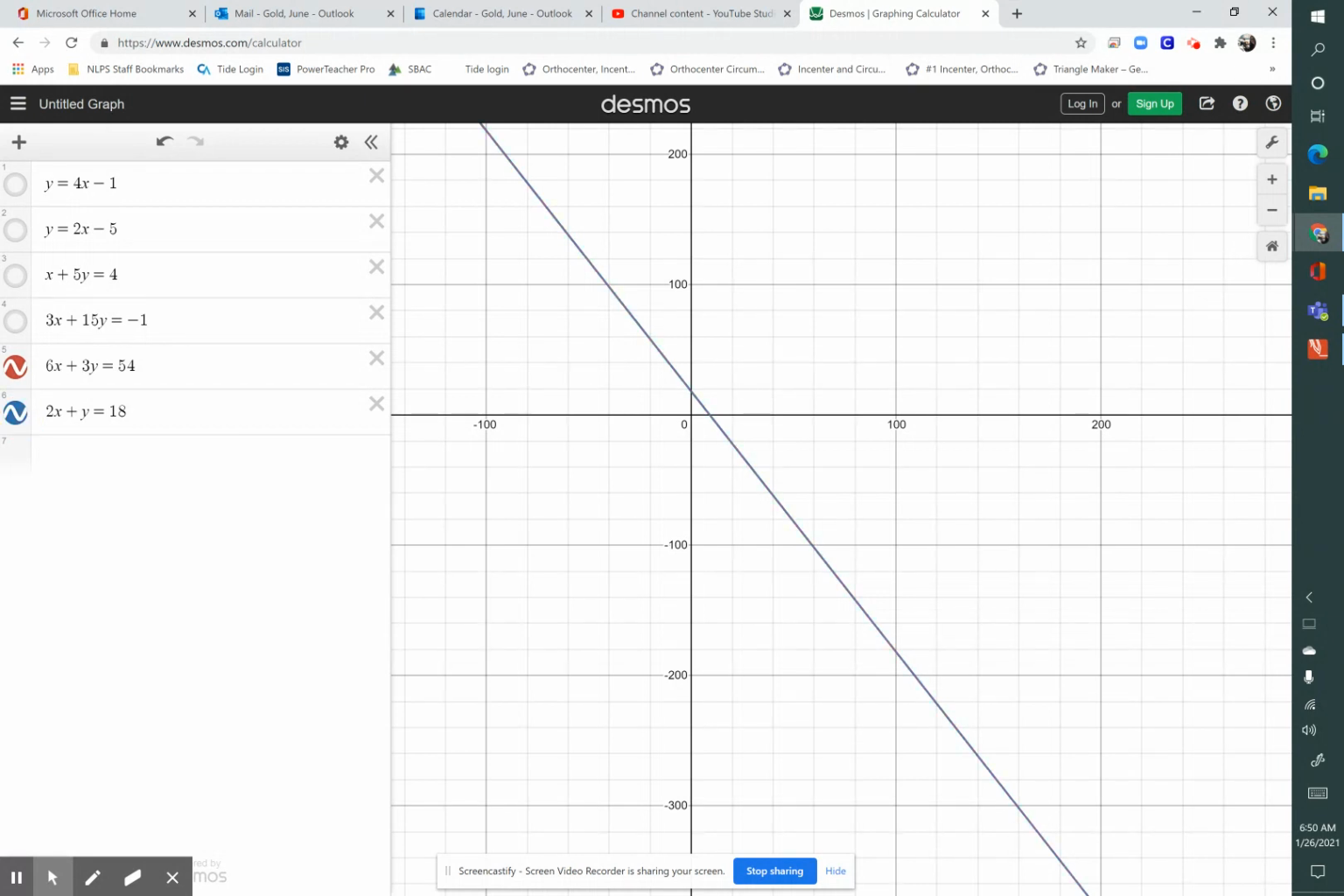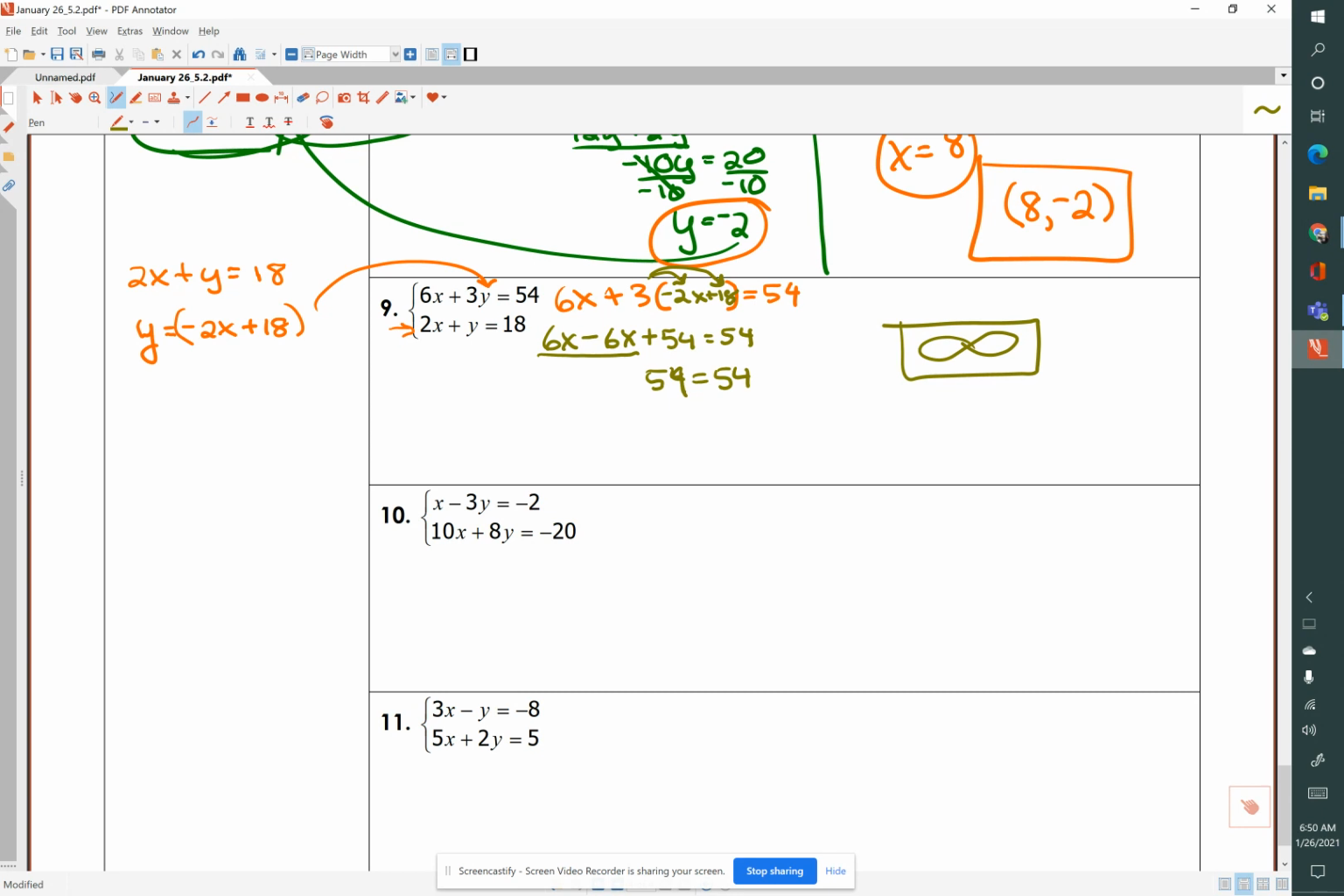What happens is they are the same line. Same slope, same y-intercept. So, because they are the same line, every point on the first line is the same as every point on the second line. And there is an infinite number of solutions to the problem. That's what this means. So they are the same line.